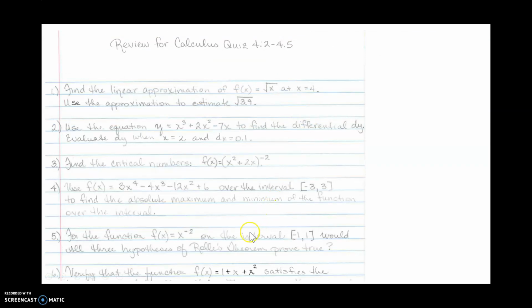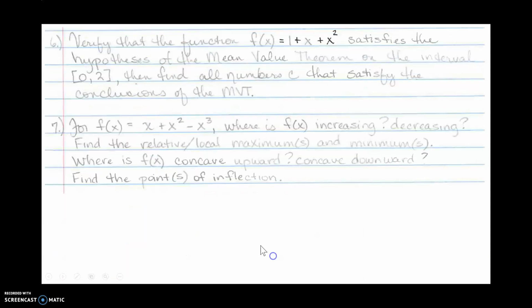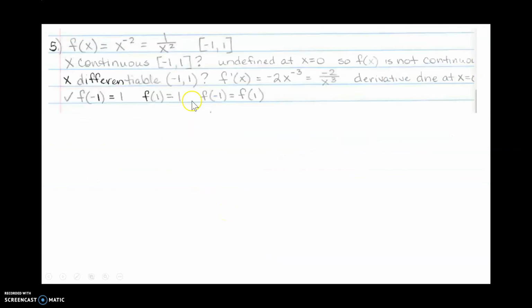All right, then for number 5, for the function on the interval -1 to 1, would the hypotheses of Rolle's theorem prove true? So first off, I need to know what those are. Number 1, the function has to be continuous on the closed interval, differentiable on the open interval, and f of a has got to equal f of b. All right, so let's start with the first one.